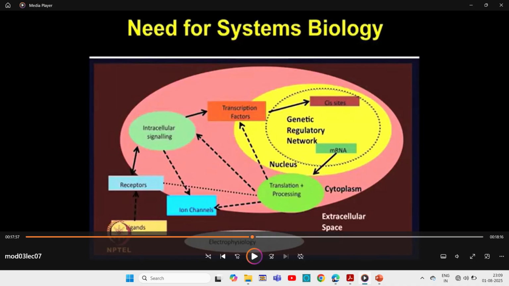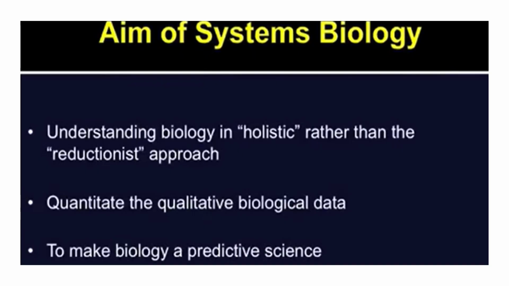So having a system biology approach will give you some conclusion at a longer stage. So that's the aim of system biology: understanding biology in a holistic way rather than a reductionist approach. And you are basically quantitating the qualitative biological data. You are quantitating it, whatever qualitative protein, DNA, RNA you are having. And this basically makes biology a predictive science. If this is happening, then this might happen, or if that is happening, that might be the specific reason because of which this is happening, etc. So all this can be possible when you take your study in a system biological way.